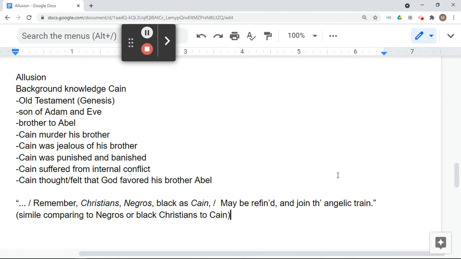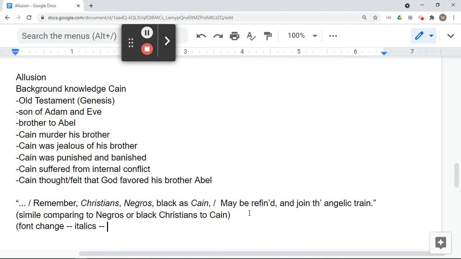But what's also interesting about this allusion is that she uses italics. So she changes the font. We've got Christians, Negroes, and Cain all in a different font from everything else. So we may also want to pick up on the font change, and specifically that this is in italics. Why do this? Why have Christians, Negroes, and Cain all be capitalized, number one, and also in italics? Why have that font be different?